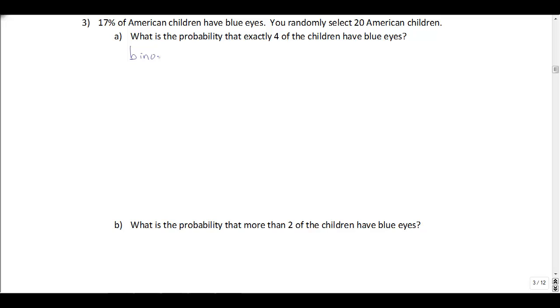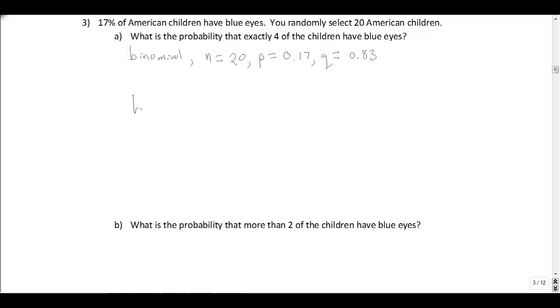So this is binomial. Number of trials, that's our n. Here, there are 20 children, so that's 20 trials. Probability of success is 0.17, which means q, or probability of failure, is 1 minus 0.17, that's 0.83. So that's the identification.